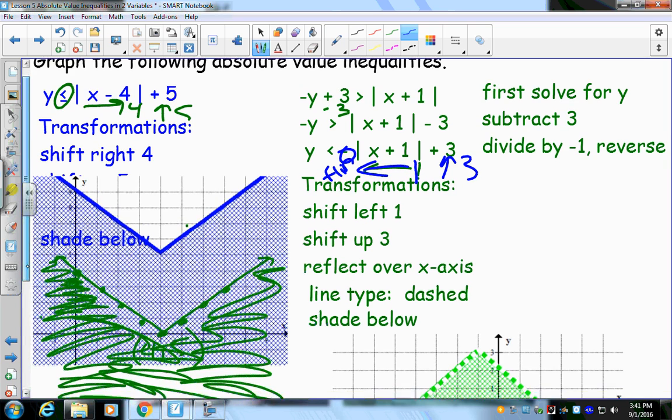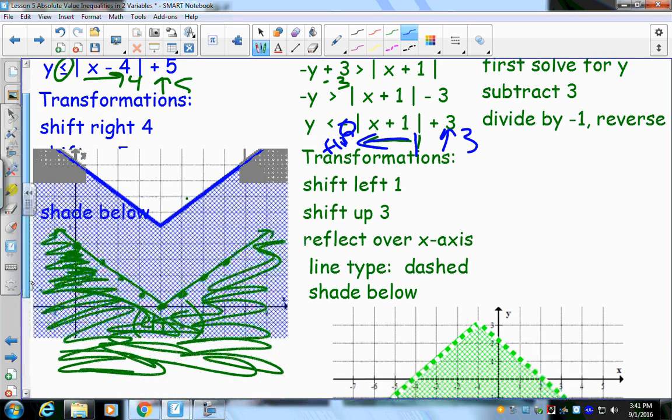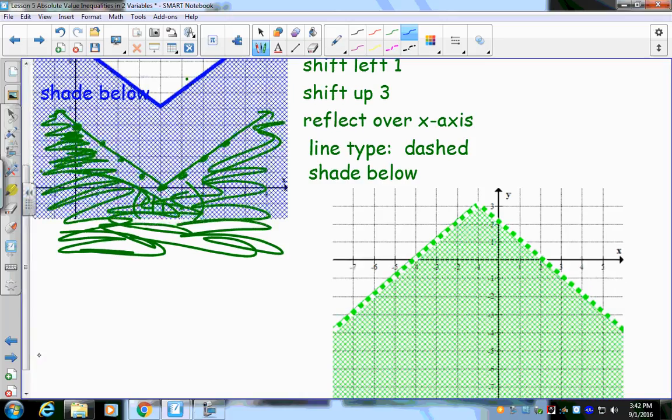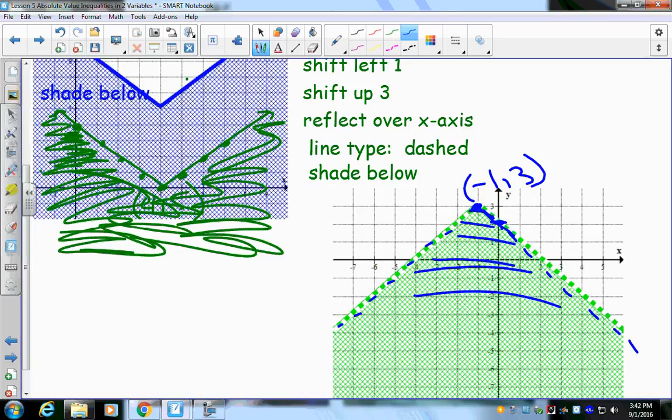It's going to be a dashed line, and I'm shading below because it's a less than. So I went left 1, up 3. So that vertex is at (-1, 3). There's no number, but there's a negative, so we went down, and it has to be a dashed line because it's the less than. There's no equal to. And a less than means shade below. So once again, look at where your absolute value graph is hitting the y-axis and shade the side of the graph that has the other points that are lower than that on your y-axis.